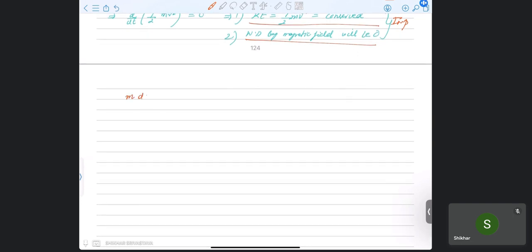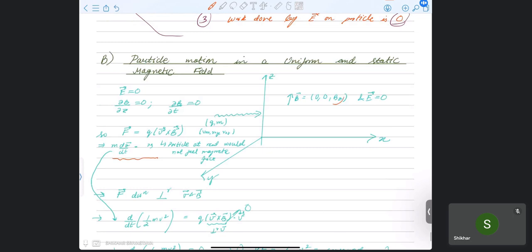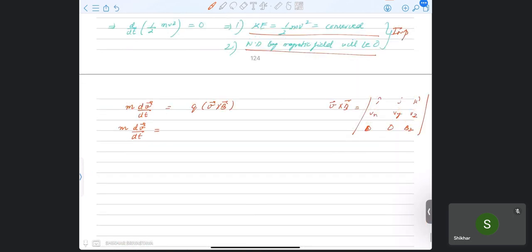m times dv by dt is equal to q v cross B. What is v cross B? You can easily calculate this. Vx, vy, vz. Bx is 0, By is 0, Bz, right? We only have z component. So when you calculate this, you only have z component. So it will become what?